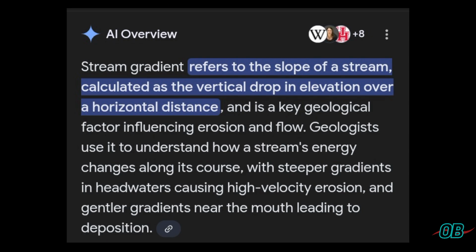Other terms you should be aware of. Stream gradient refers to the slope of a stream, calculated as the vertical drop in elevation over a horizontal distance. It is a key geological factor which influences erosion and flow. In other words, it gives us a greater understanding about the speed at which, for example, a body of water can travel, the erosive force of that body of water, and the time it may take for this body of water to develop this kind of erosive force.